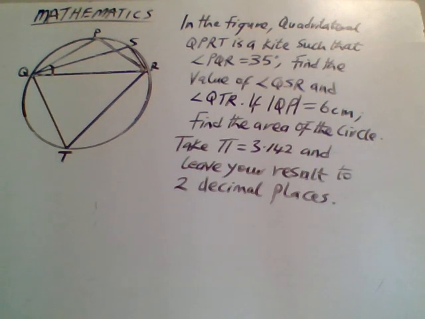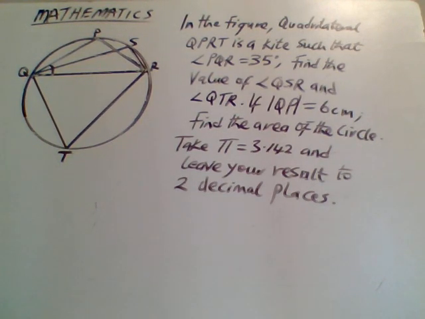and angle QTR. Hence, if QP is 6 cm, find the area of the circle. Take pi to be equals to 3.142 and leave your result to 2 decimal places. So, if you understand the question, we can solve it.